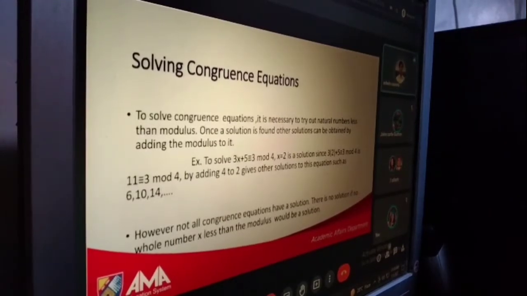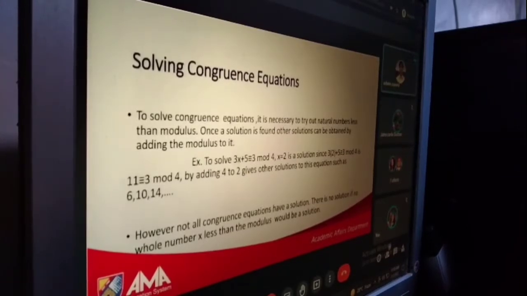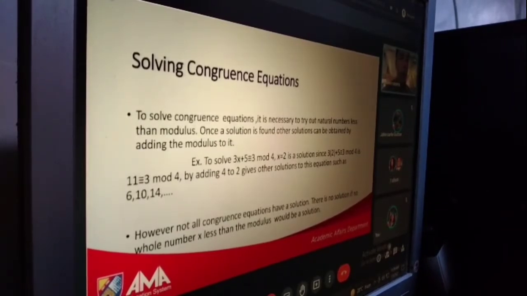However, not all congruence equations have a solution. So, not all congruence equations have a solution; there are some that have none. Especially, there is no solution if no whole number x less than the modulus would be a solution.